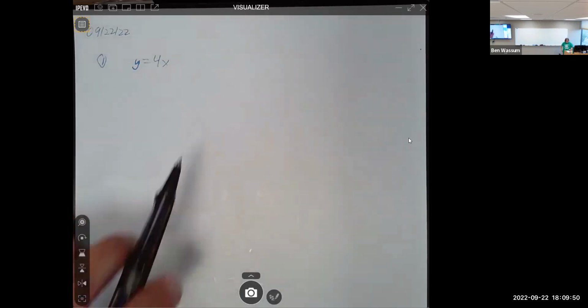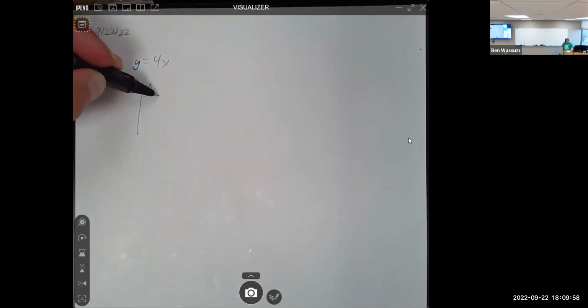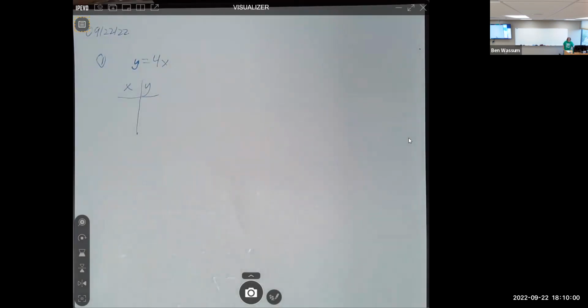So we have y equals 4x. All right, not too bad looking, right? So we're just going to make a little xy chart. And we could plug in whatever values we want. We could plug in for y, we could plug in for x. As long as I have y equals, I always think it's easier to plug in for x.